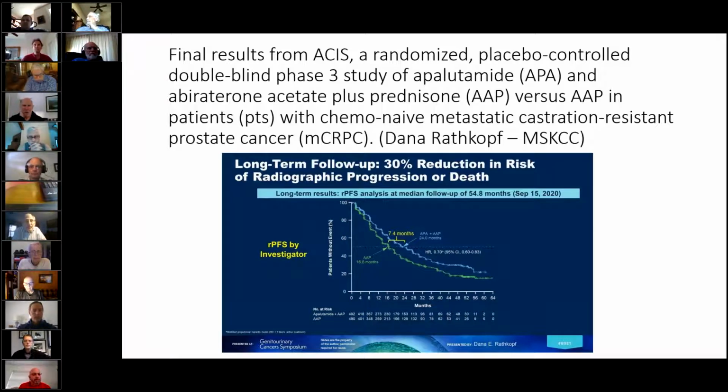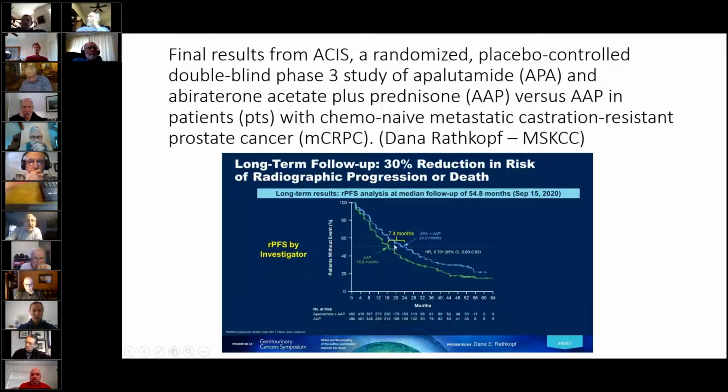You go ahead, Herb. Okay, so basically here they're comparing, in metastatic castration-resistant prostate cancer, apalutamide plus abiraterone and prednisone versus abiraterone and prednisone alone. And these are progression-free survival as designated by the investigator, and this was presented by Dana Rathkoff.